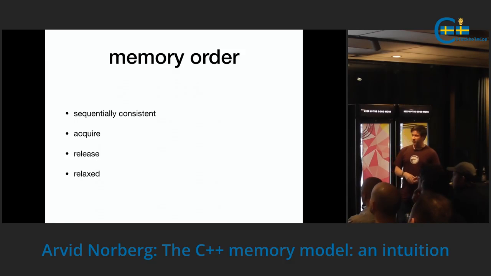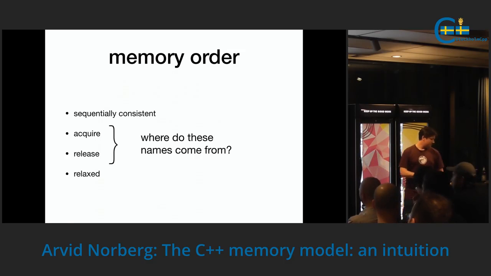So let's talk about memory order. The atomic operations have different modes, or memory orders, as they are called. We have sequentially consistent, acquire, release, and relaxed. There is another one called consume, but we don't talk about it, so I will not talk about it. So let's see, acquire and release. I'm going to start with those.